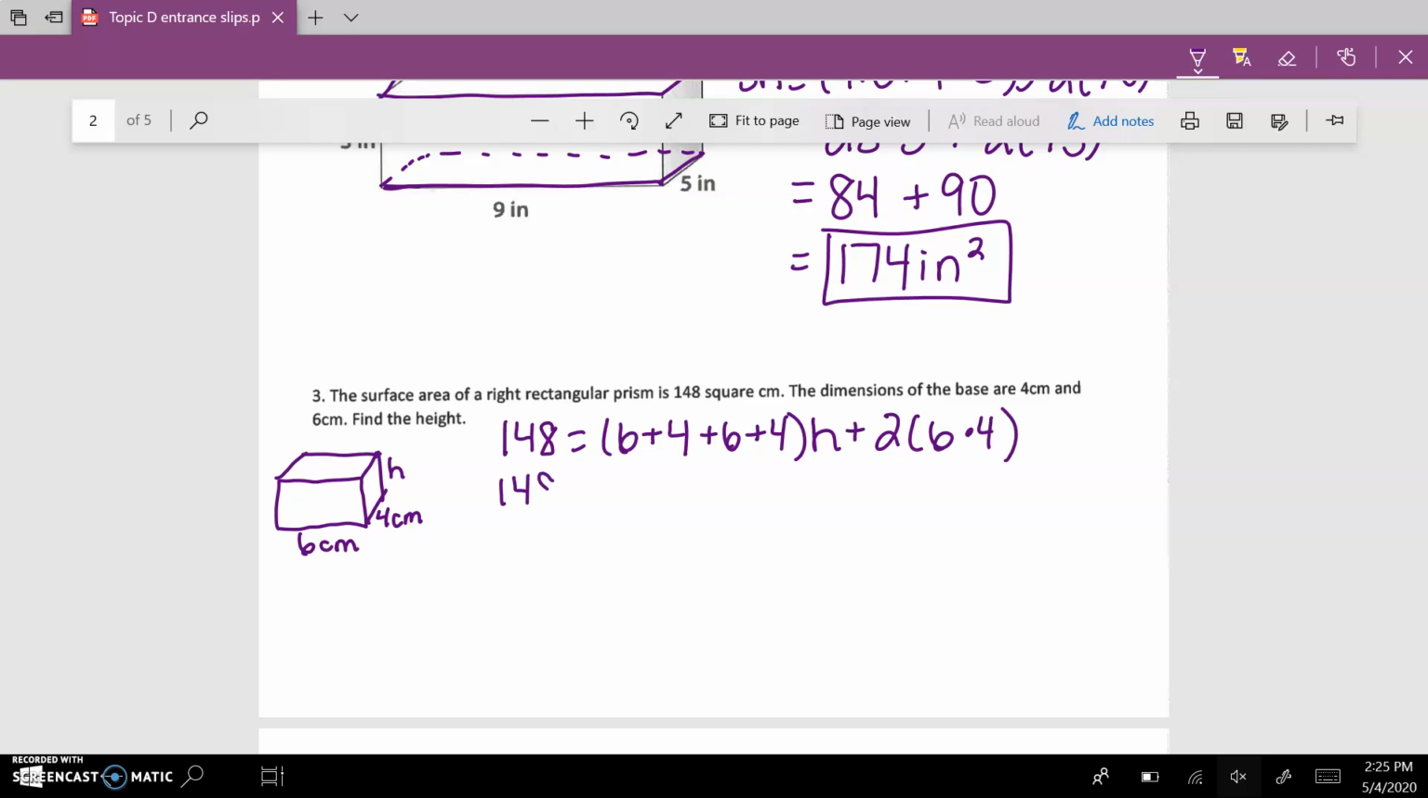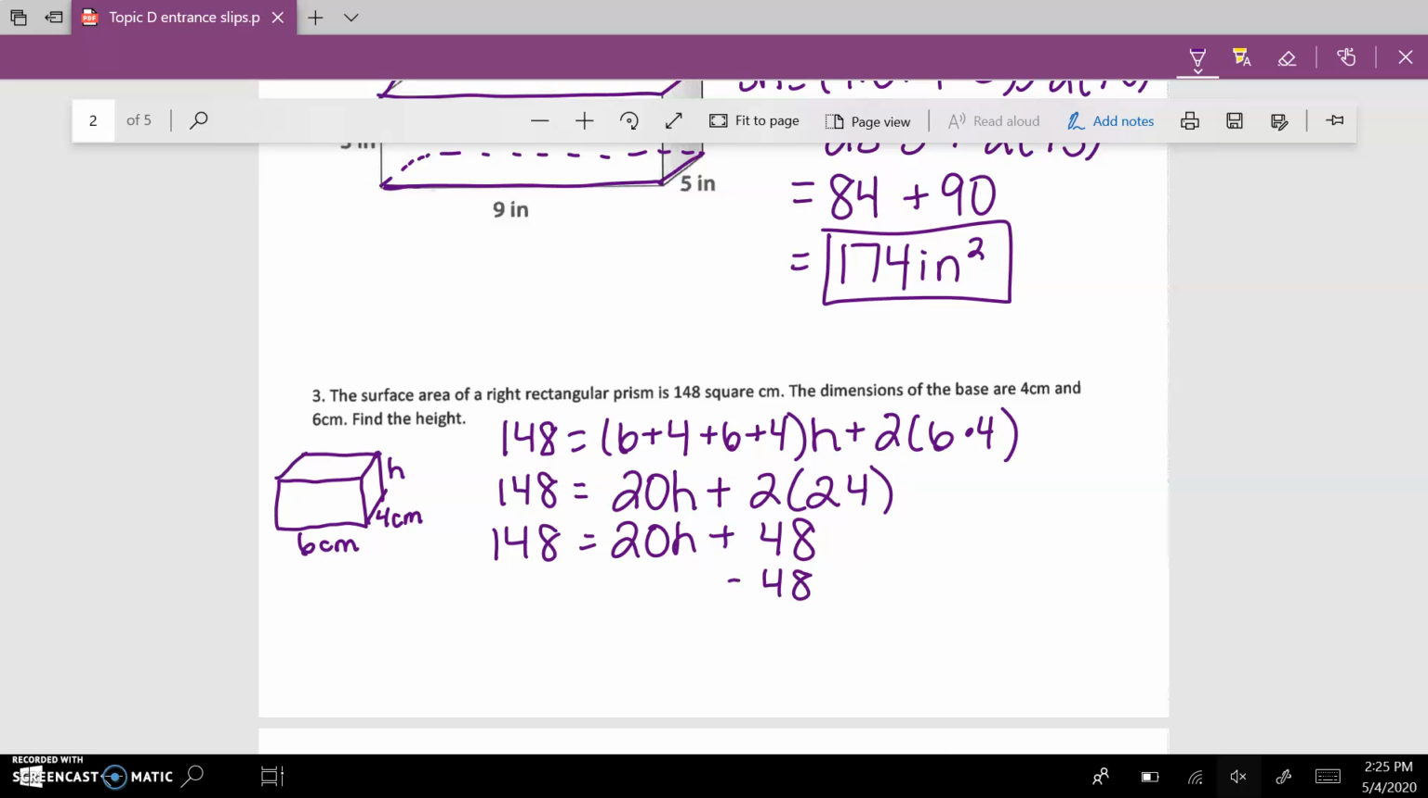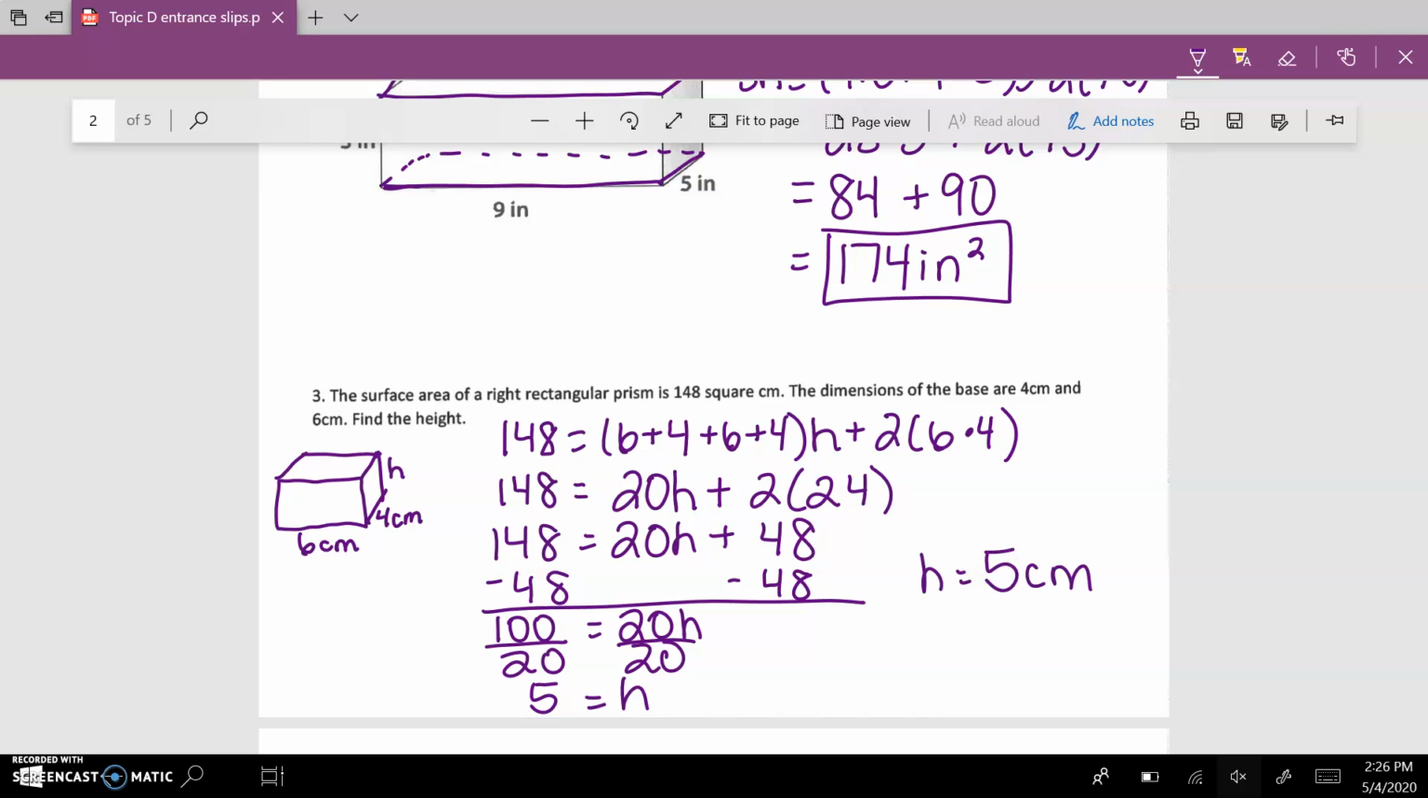So I have to do some simplifying first. In these parentheses, I would get 20, and it'd be times h, plus 2 times 24. So 148 would be 20h plus 48. And now I have to solve the equation for h here. So I subtract 48 from both sides. So I get 100 equals 20h. Divide by 20 on both sides. So I would get 5 equals h. So our answer would be that the height is 5 centimeters.